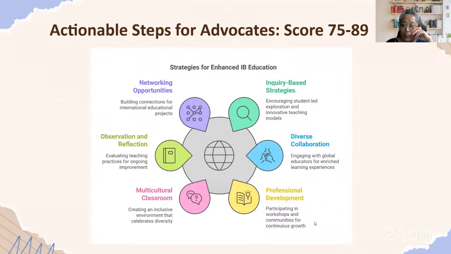Professional development: participate in workshops, come for these sessions, participate in the challenge that I have given in those groups. Vishal does so many sessions, come for those sessions, participate in them. Even if you just sit and listen to them, you will gain something. Create an inclusive environment that celebrates diversity. Have a multicultural classroom. Follow observation and reflection techniques.